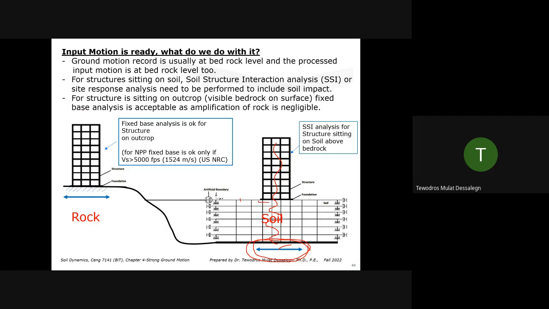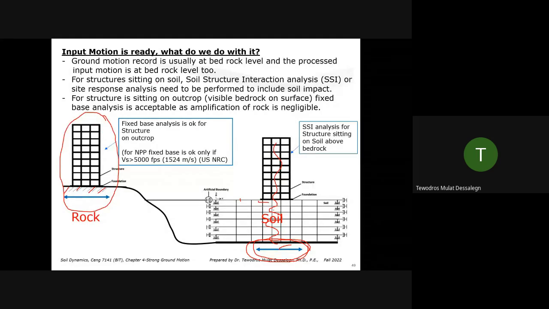For a structure sitting on soil, soil structure interaction analysis or site response analysis needs to be performed to include the impact of the soil underneath. So for that we need SSI. If there is no soil, the structure is on rock, you can assume a rigid base and do it in STAAD.Pro or SAP2000, which can do this.